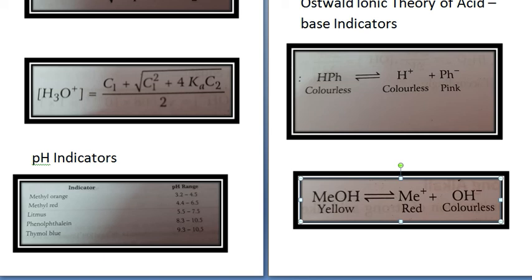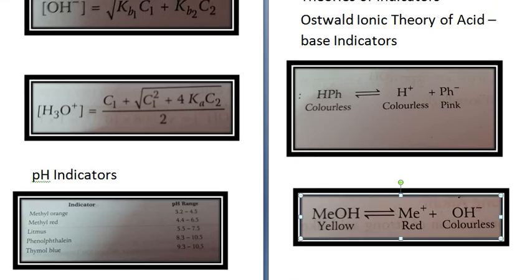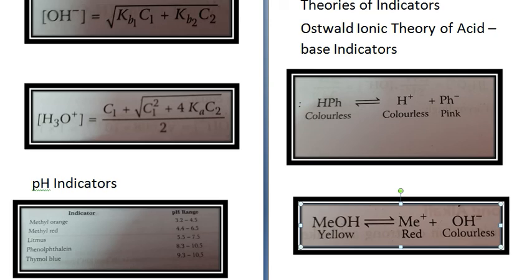So there are a few theories of the indicators. Alright, these are called theories of indicators. The first theory is the Ostwald ionic theory of acid-base indicators. Ostwald's theory says an acid-base indicator is either a weak organic acid or a weak organic base and ionizes freely in the solution. The color of the undissociated molecule is different from that of the ions furnished by it in the solution. Thus, the change in color is due to ionization.